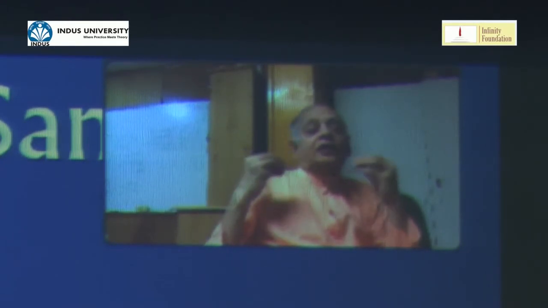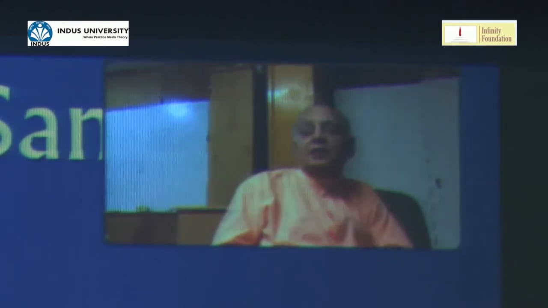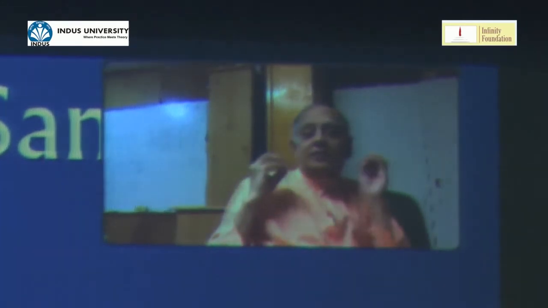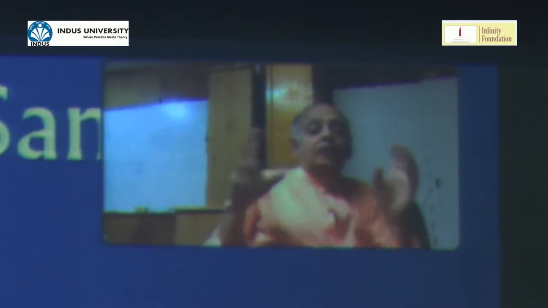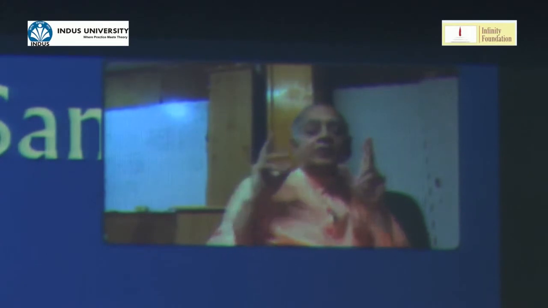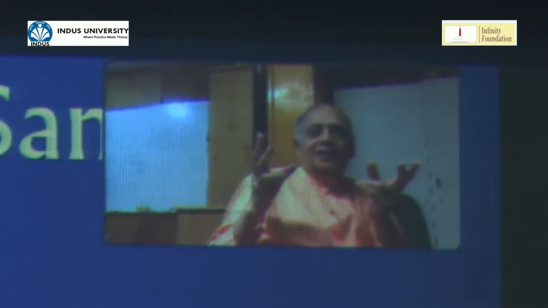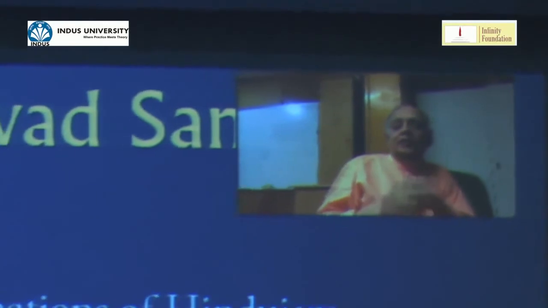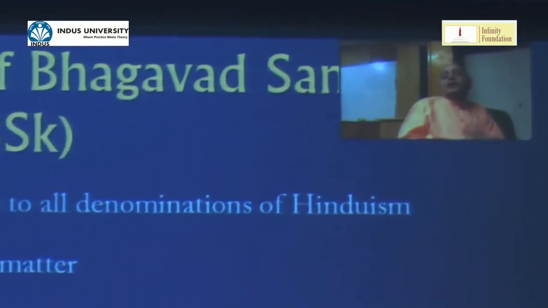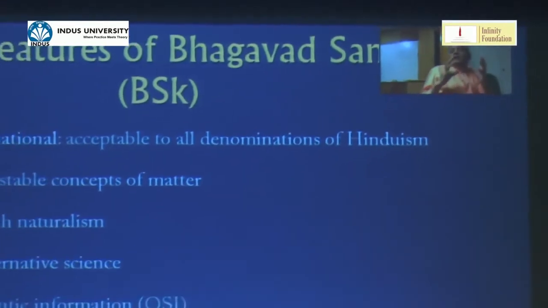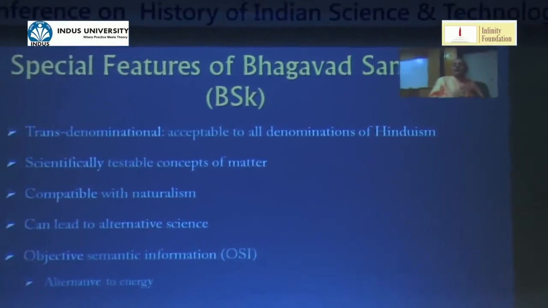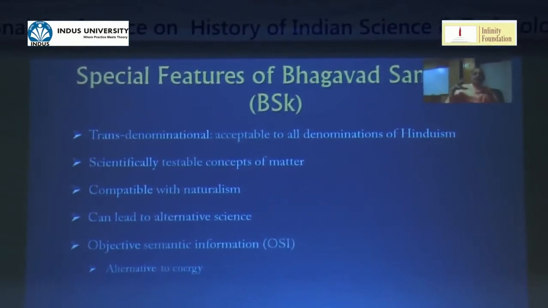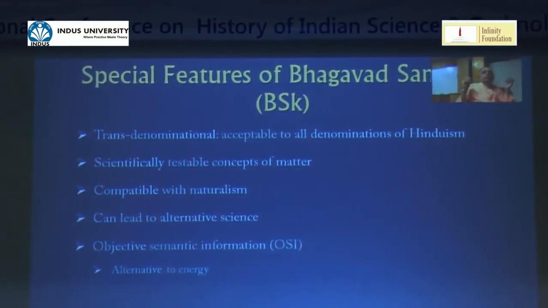And I want to argue that specifically this version of Sankhya has scientifically testable concepts of matter. And that although it's theistic, it is compatible with naturalism. In other words, it talks about matter as a closed system. In science, we study matter as a closed system. Bhagavad Sankhya is compatible with naturalism for a long way, at least to the distance we need to get to the next stage in science. And therefore, it can lead to an alternative material science. I'm going to say that that's based on a concept called objective semantic information. That's an idea that I have developed through my work in macroscopic quantum mechanics.